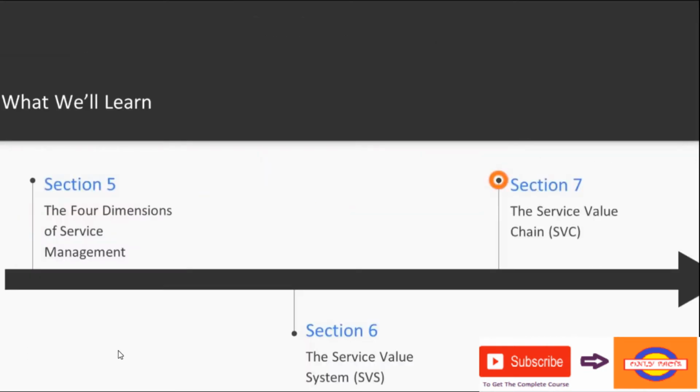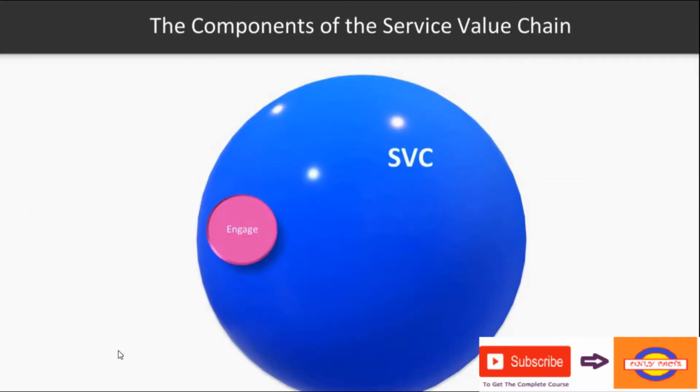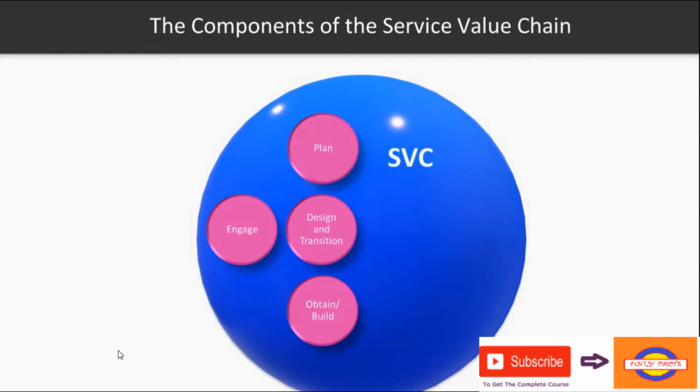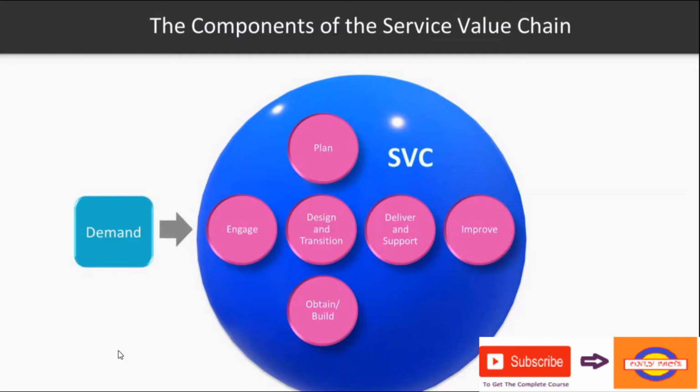Section 7 is dedicated to the concept of the service value chain, and I will present each activity in the value chain, and also how to combine these activities in order to create a value stream to solve particular business scenarios.